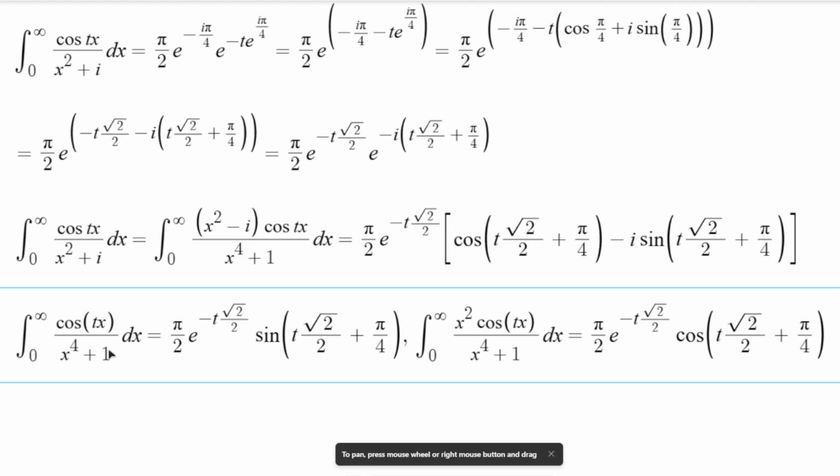This integral right here evaluates to this, and this integral right here evaluates to this.